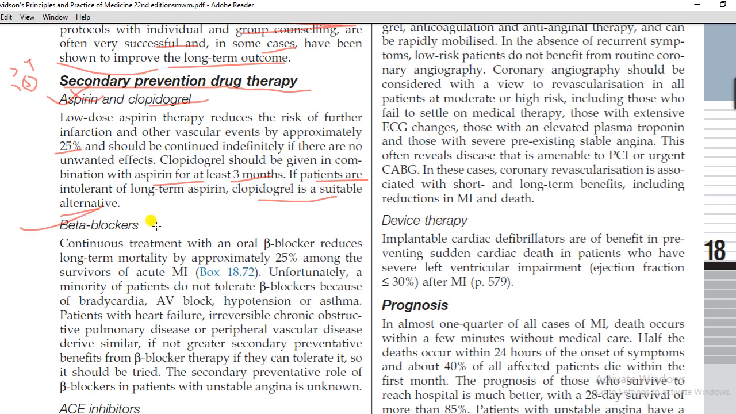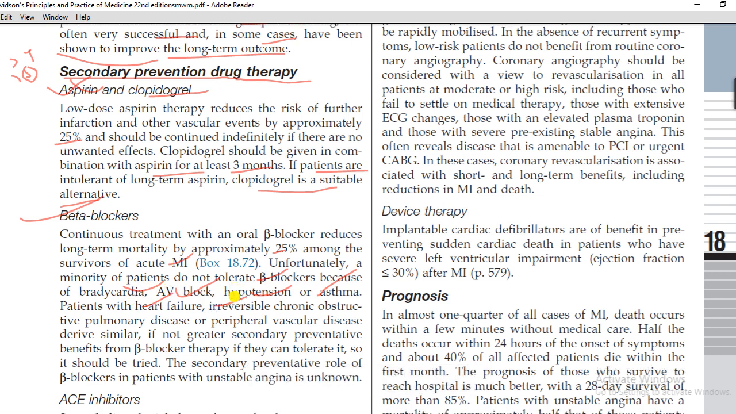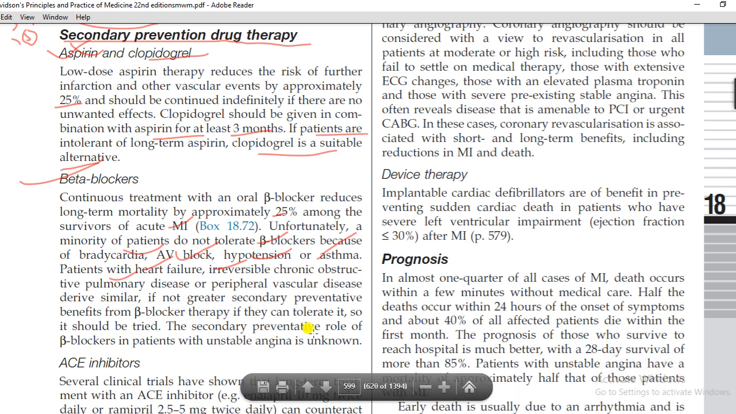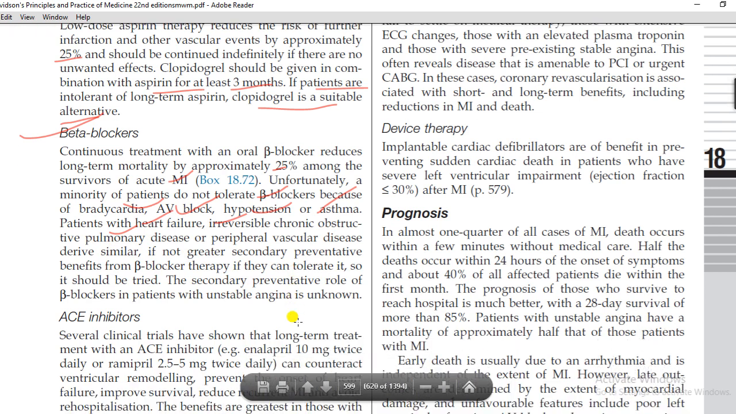Beta blockers. Continuous treatment with an oral beta blocker reduces long-term mortality by approximately 25% among the survivors of acute myocardial infarction. Unfortunately, a minority of patients do not tolerate beta blockers because of bradycardia, atrioventricular block, hypotension, or asthma. Patients with heart failure, irreversible chronic obstructive pulmonary disease, or peripheral vascular disease have similar, if not greater, secondary preventive benefit from beta blocker therapy. If they can tolerate it, it should be tried. The secondary preventive role of beta blockers in patients with unstable angina is still unknown.